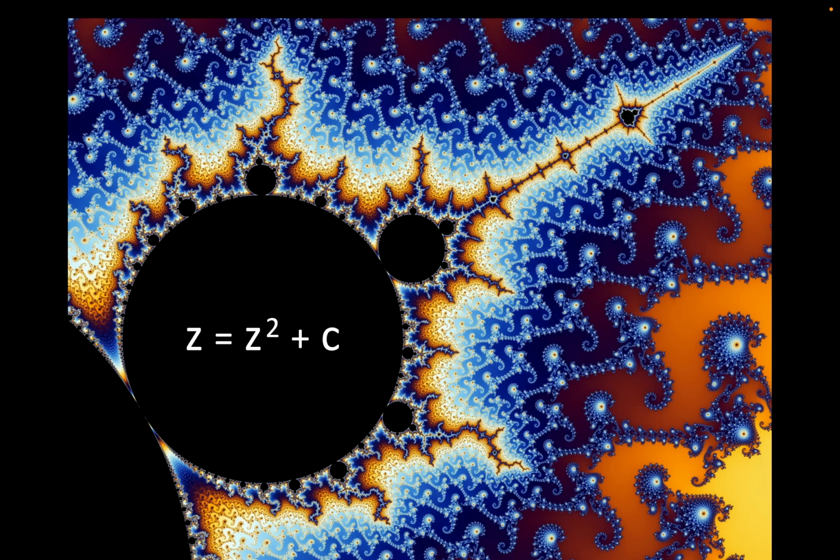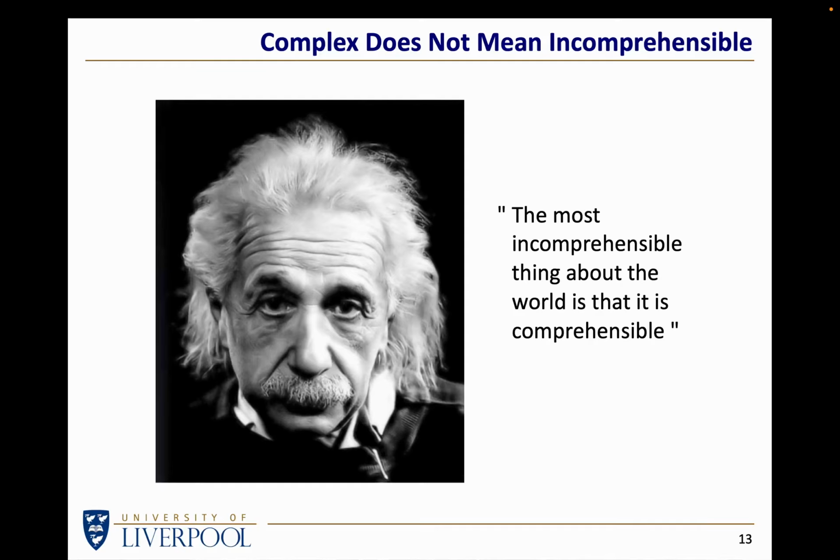So we should remind ourselves that just because something is incredibly complicated and complex, it does not mean the rules of the game that generated that system, that structure, are necessarily beyond our comprehension. One of my favorite quotes from Einstein is the idea that the most incomprehensible thing about the universe, or world if you prefer, is that it is comprehensible.